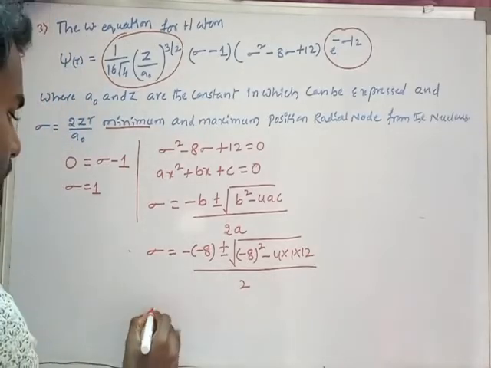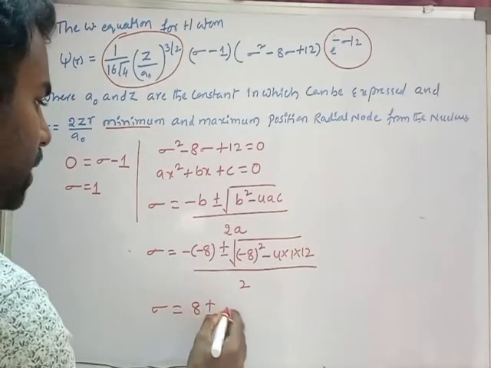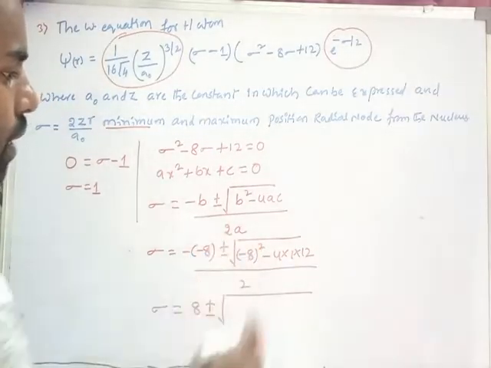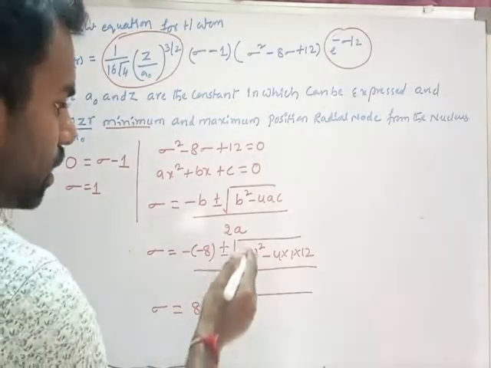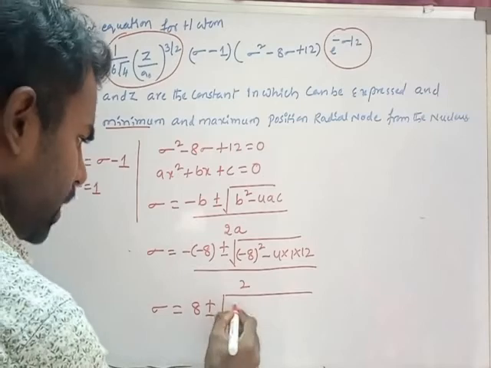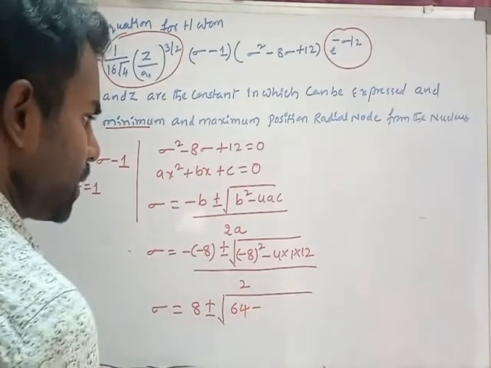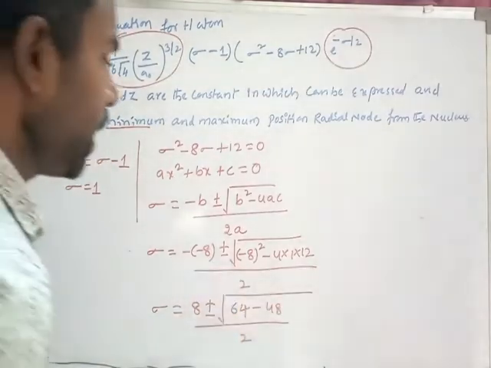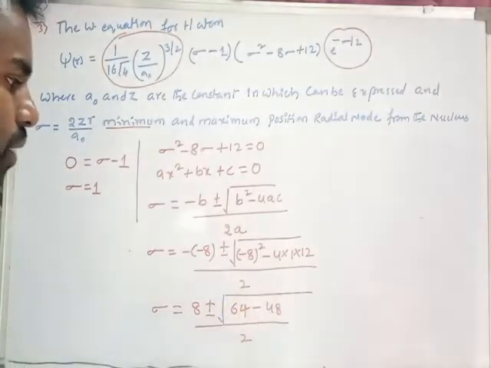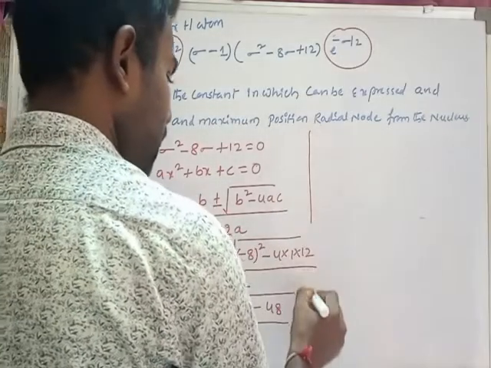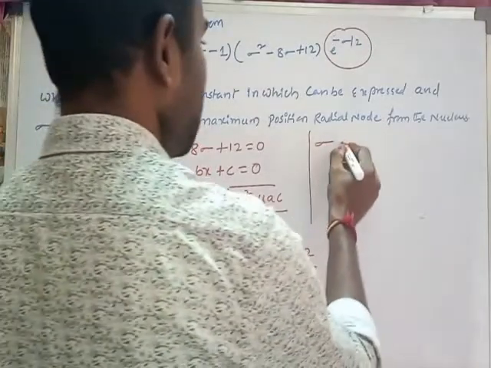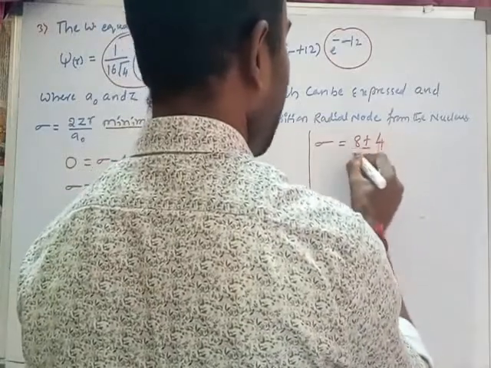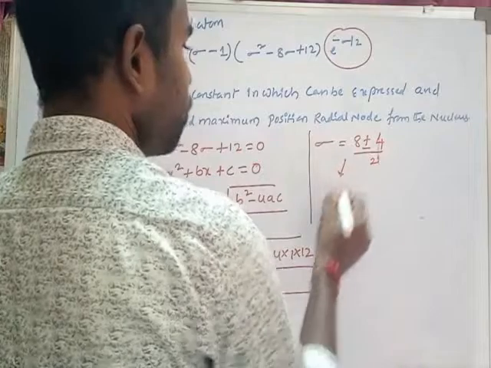Then sigma equals 8 plus or minus under root, here minus 8 to the power of 2, the power is even. Then what we will get? 8 power 2 means we will get 64 minus 48 by 2. 64 minus 48 is equal to 16. Under root of 16 equals 4. Then directly I am going to write sigma equals 8 plus or minus 4 by 2. From this we will get the two sigmas.